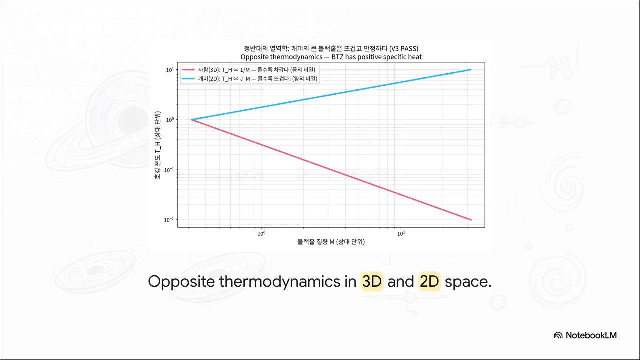In our universe, black holes have what's called negative specific heat. I know, incredibly counterintuitive, but it means that as a 3D black hole gains mass and grows larger, it actually gets colder. But follow the blue ascending line for the 2D ant BTZ black hole. As it gains mass and grows, its temperature increases. It gets hotter, exactly like an object in our everyday experience would.